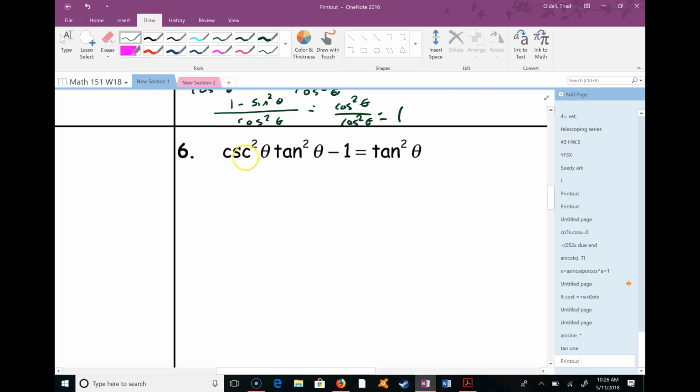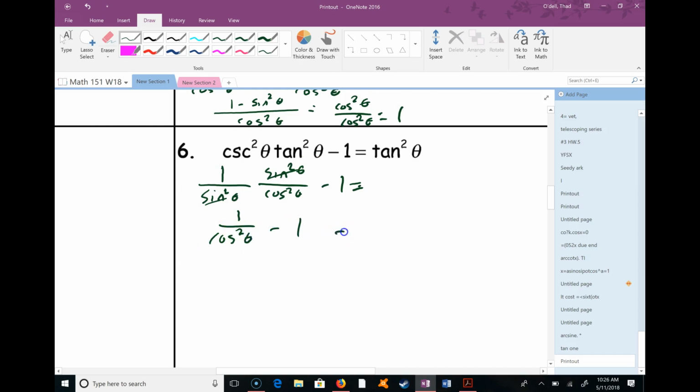So if I change cosecant squared in terms of sine, that would be 1 over sine squared. And of course tangent squared is sine squared over cosine squared, and that looks good right there because those are going to cancel out, minus 1. Notice I'm not touching the right side, just leaving it alone for now. And then those sine squareds cancel out, and I'm left with 1 over cosine squared minus 1.